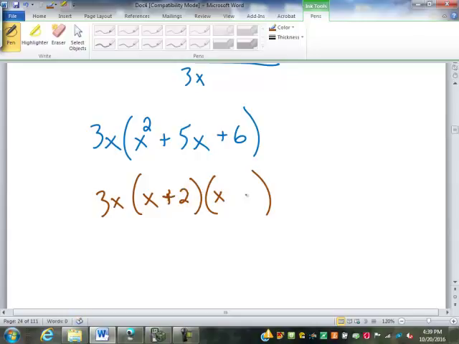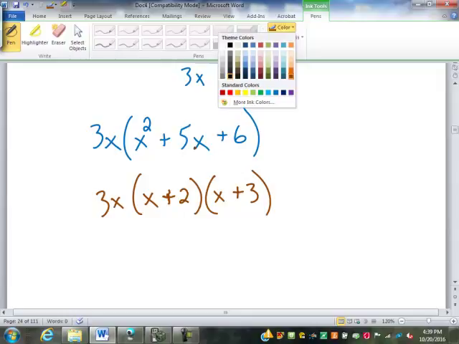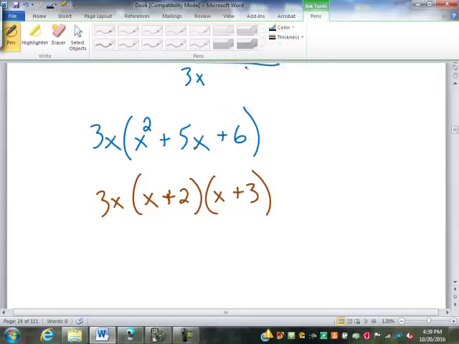Positive 2 and positive 3. Is that going to give me the 5x I need? Yes, it is. What's that? 1 times 6 would give you 7. Or 1 and 6 would give you a positive 7x in the middle there. If that were a negative 6, then negative 1 and positive 6 would have been what you wanted.